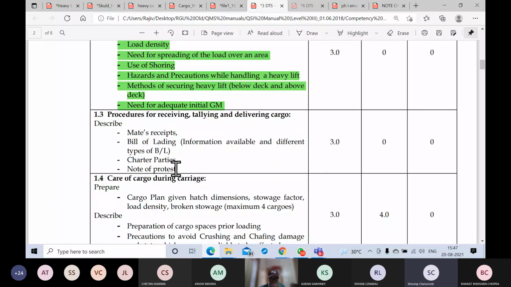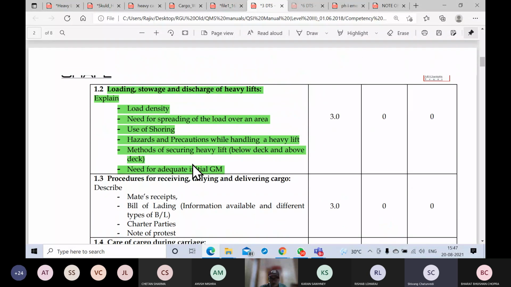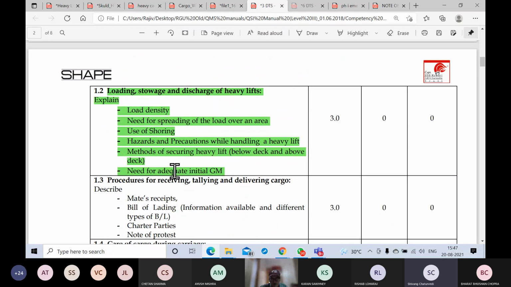Sir, once again please explain this topic. Need to educate initial GM, the last one, what is it trying to say? It is saying that initial GM must be adequate, otherwise as you are lifting by your gear, as we discussed, your GM will get reduced, isn't it? As we lift up the load. So if you do not have adequate initial GM, you can wind up with negative GM. That is why you need to have adequate initial GM.